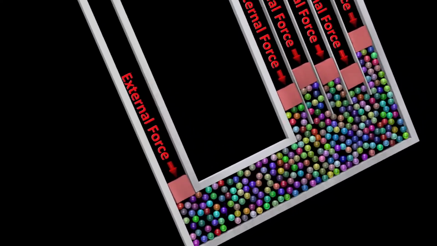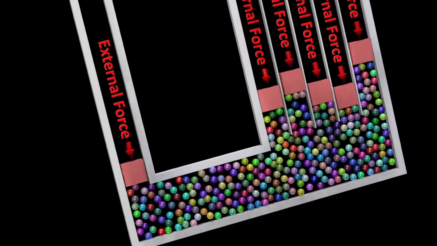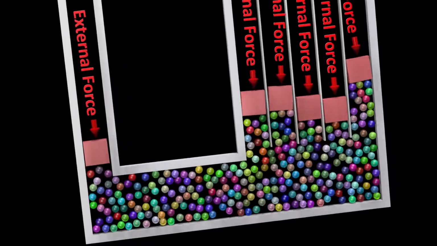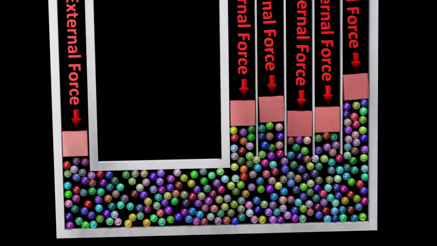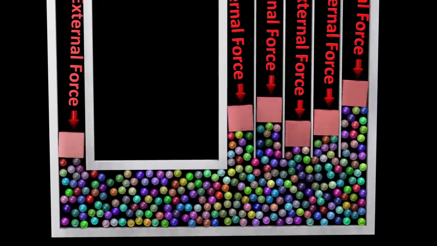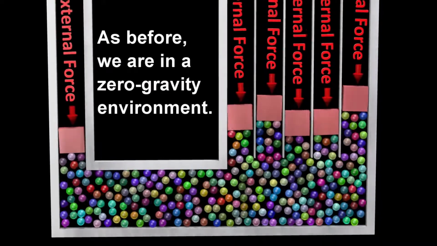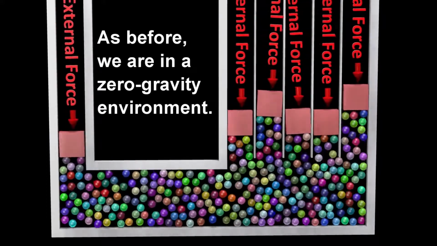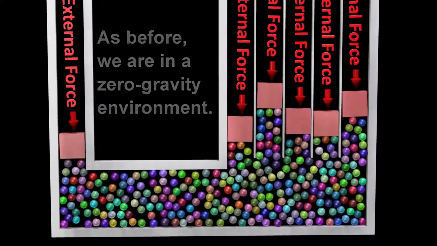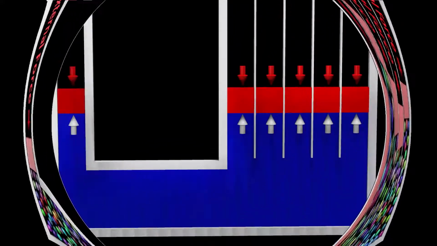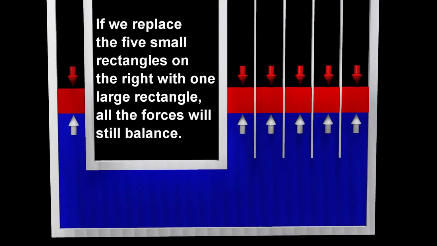Since the pressure of the fluid is the same everywhere, this pressure balances each of these external forces. As before, we are in a zero-gravity environment. If we replace the 5 small rectangles on the right with one large rectangle, all the forces will still balance.